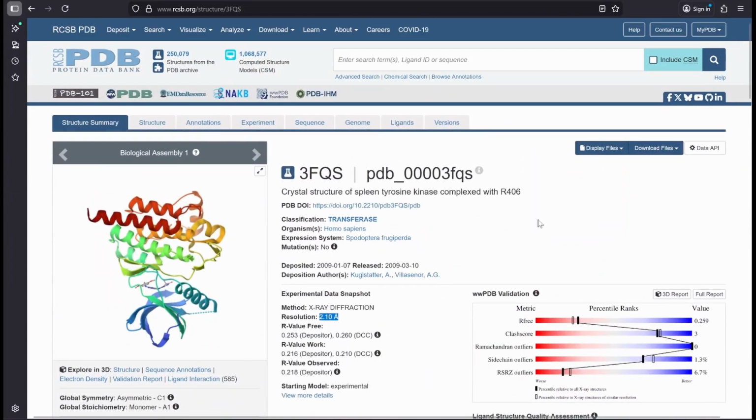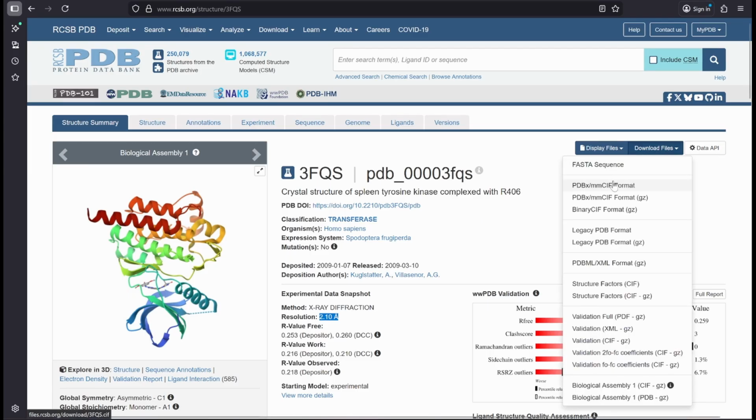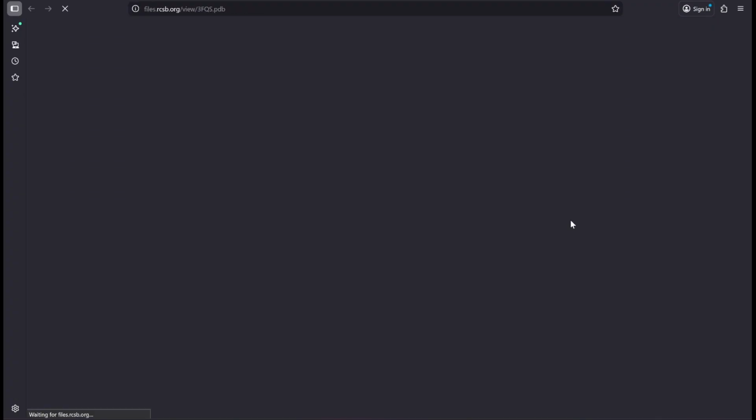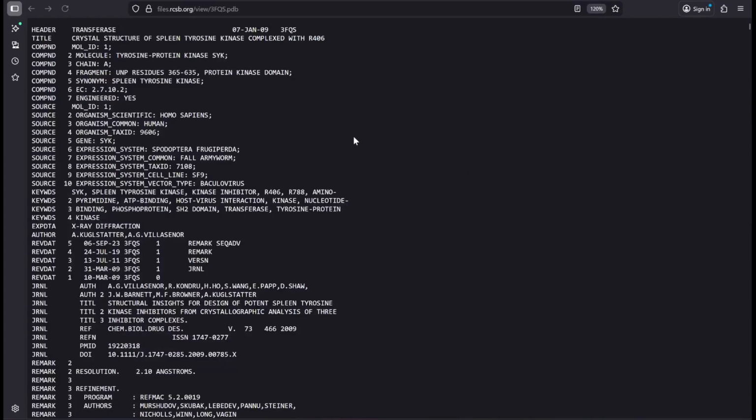But when we want to process the PDB files for certain calculations, of course, we first have to figure out how to download it. So you can go to the download files option and get it in the legacy PDB format or in any other format. But we are just trying to visualize clearly what the PDB files contain.